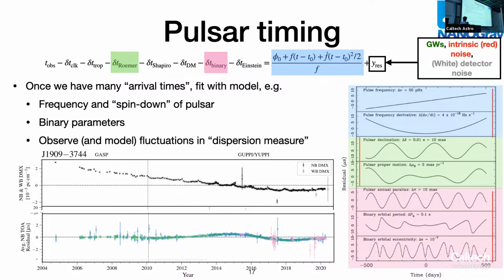So this would be the Romer delay as the pulse travels across the solar system. The Shapiro delay due to heavy objects in the solar system. The dispersion measure, which essentially says that the piece of the pulse from higher radio frequencies will arrive sooner than the pulse at lower frequencies. And so this is something that we have to both measure and model. I'm not going to talk in detail about the models of the dispersion measure, but if people have questions, I'm happy to try to take them.